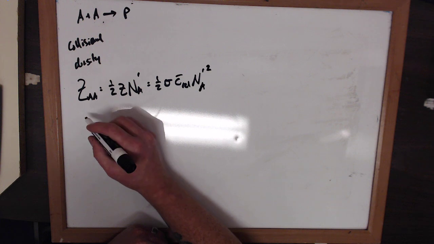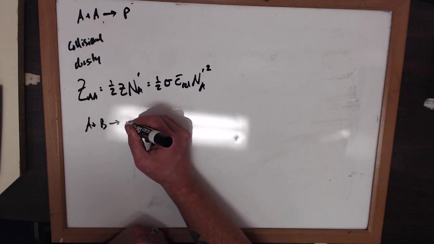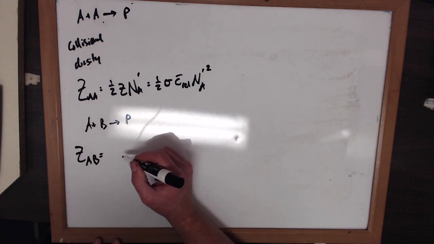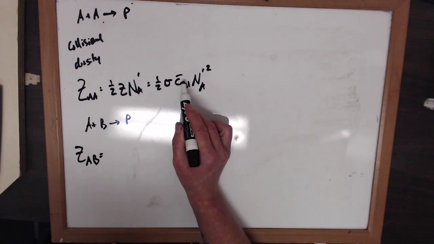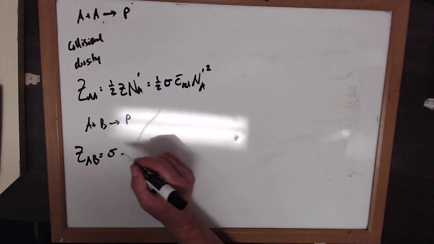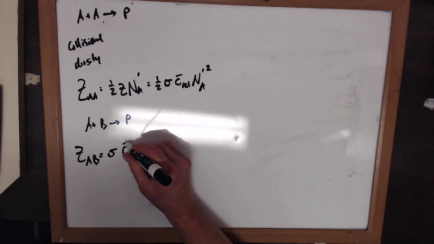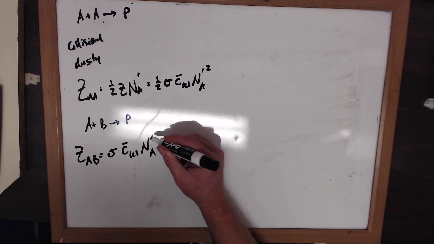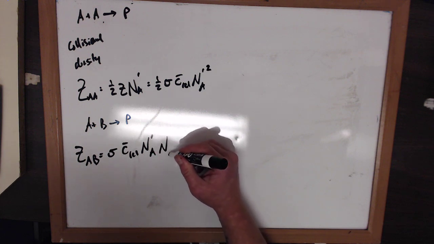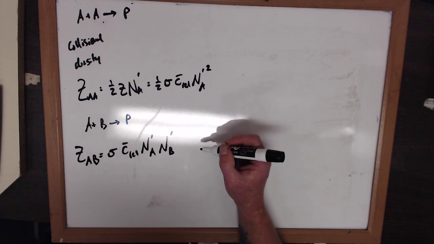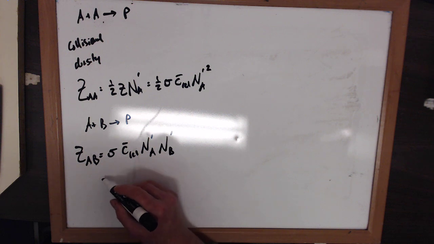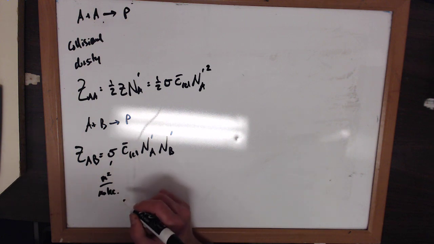And then for A plus B to make products, that goes as capital Z AB, which is going to equal, we'll just write this expression. We don't need the 1/2 because we don't have to worry about double counting. So it'll be sigma times c bar relative times the number density of A times the number density of B. And if you think about these two expressions here, if we think about the units, so this collisional cross-section will be meters squared per molecule.